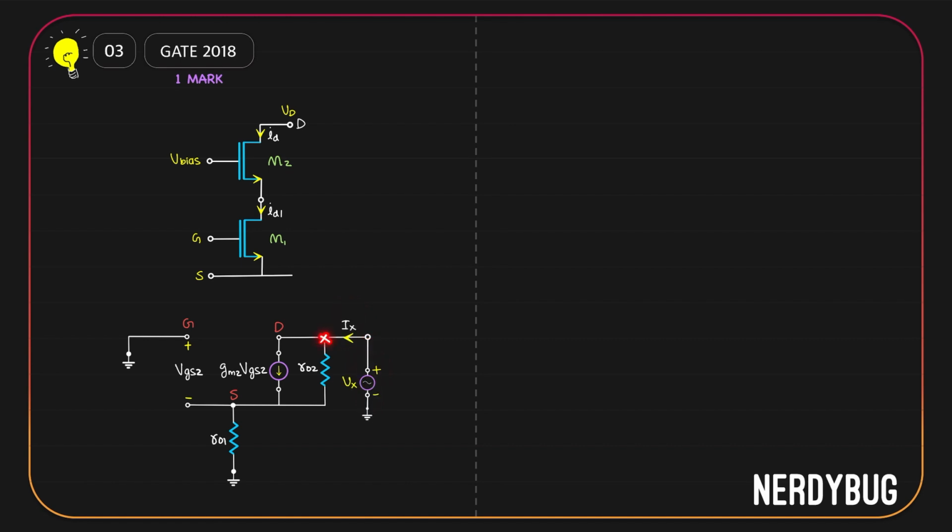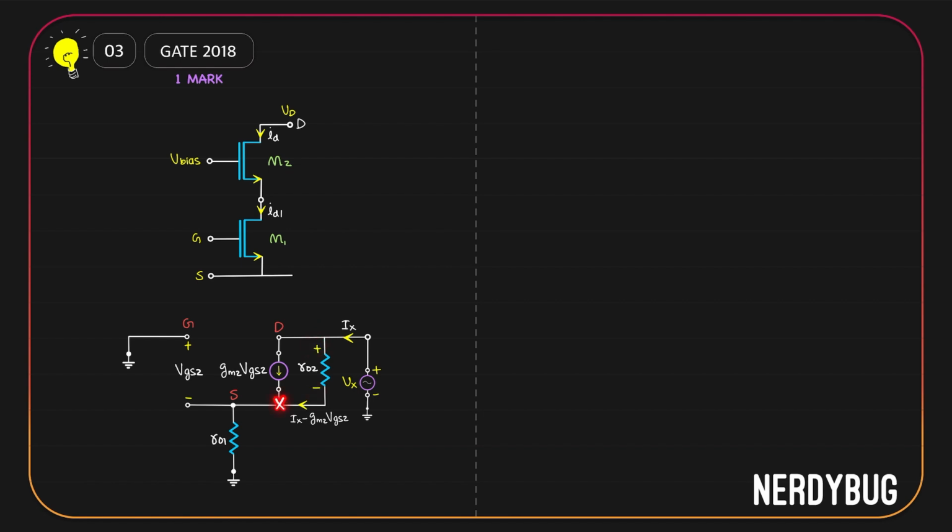Consider this node. Ix is flowing into it. gm2 vgs2 is flowing out of it. So the current flowing through ro2 will be Ix minus gm2 vgs2. Since that current is flowing in this direction, the potential drop across ro2 will have positive potential here, negative here.